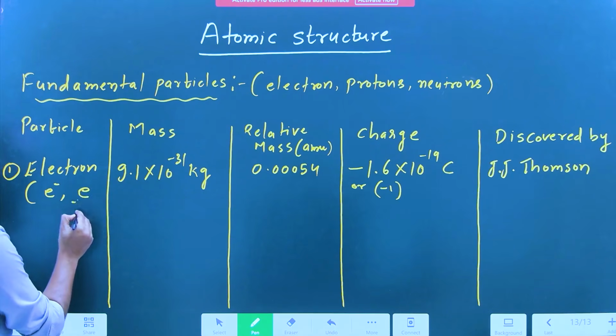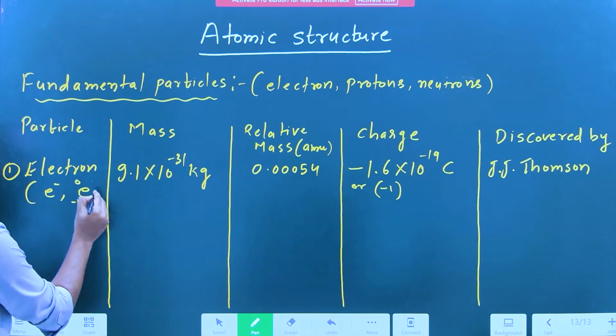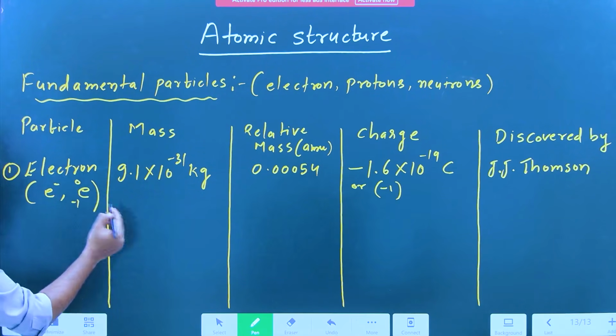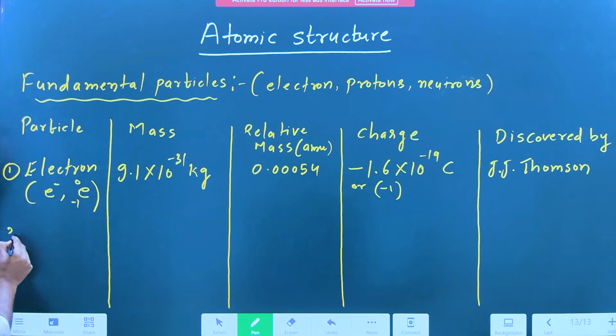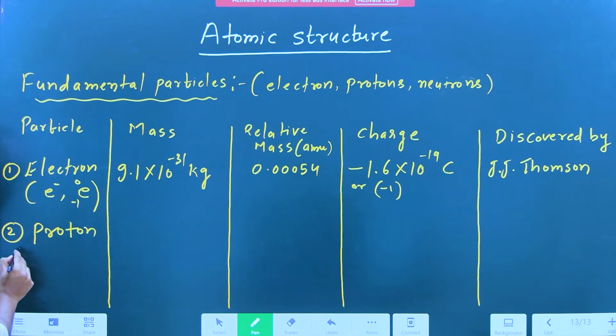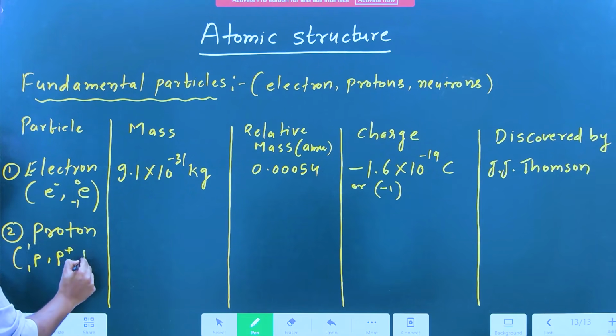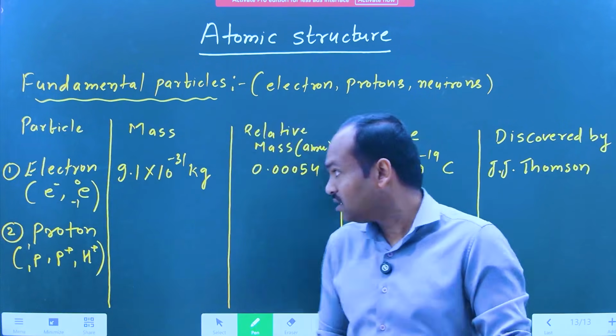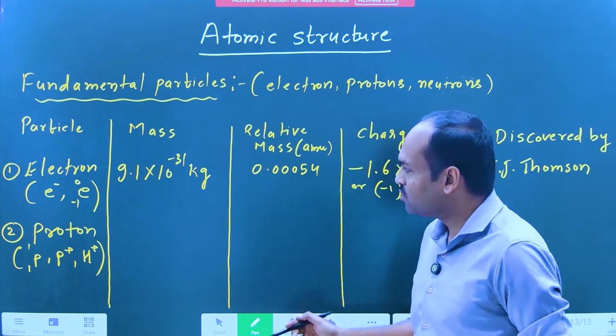Here -1 and 0 means the mass of an electron is negligible compared to a proton. Second, the proton symbol can be written as 1P1, or simply P plus, or we can use H plus also. I'll discuss why I'm writing H plus. Now, the mass of a proton.